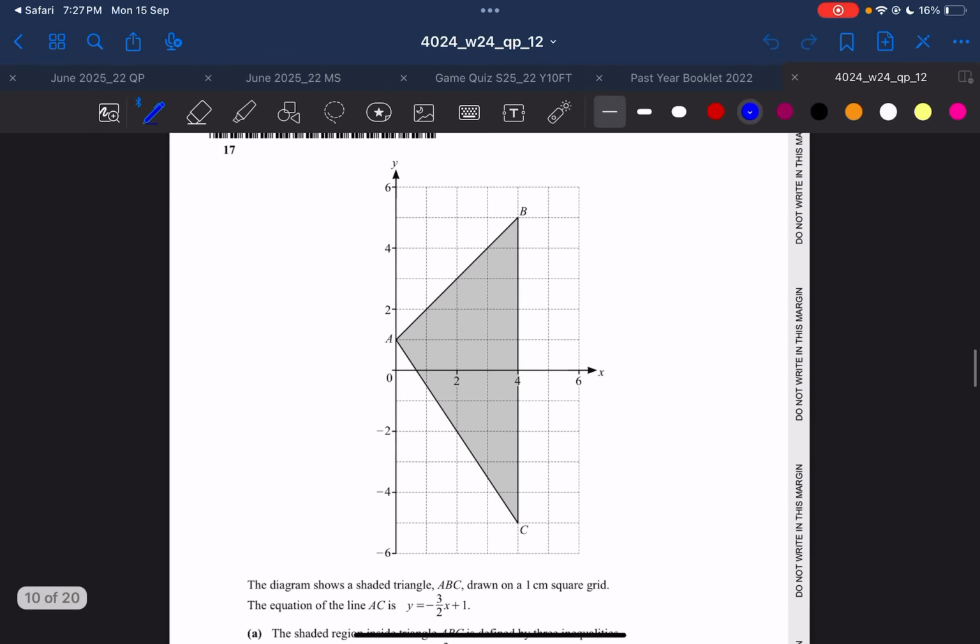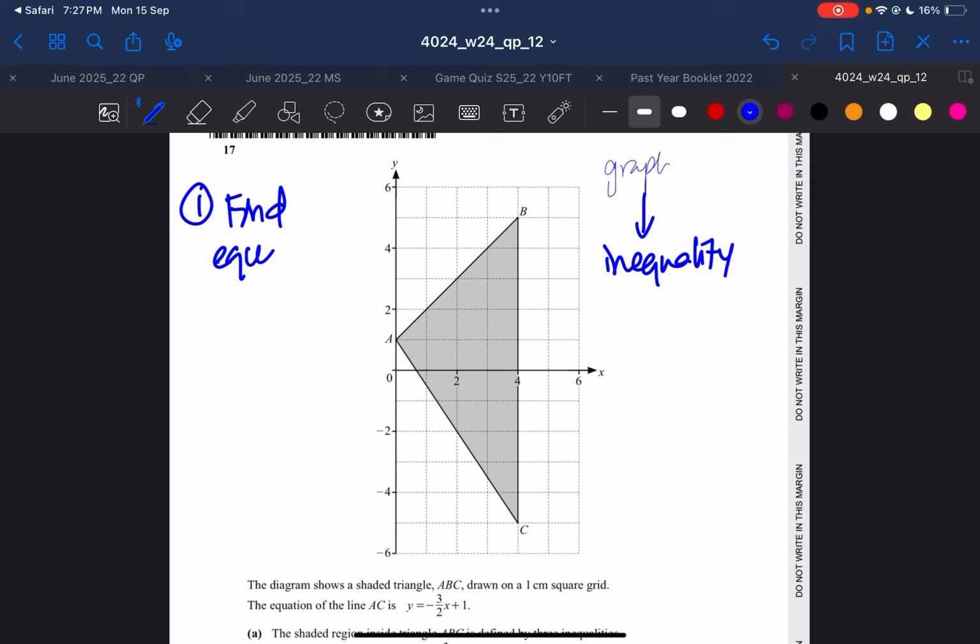Okay, Bismillahirrahmanirrahim. So for this question, it's under inequality. And this type of question is where we are given a graph and then we have to change it to the inequality. Okay, so how are we going to do that? So the first step is to find the equations of the lines involved.